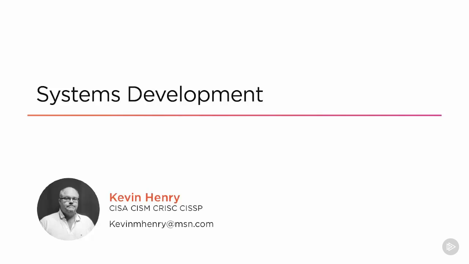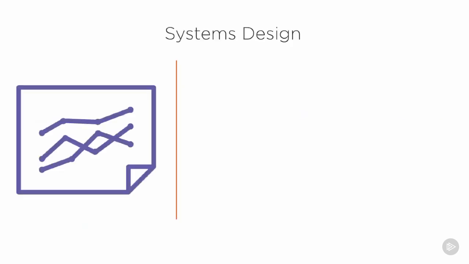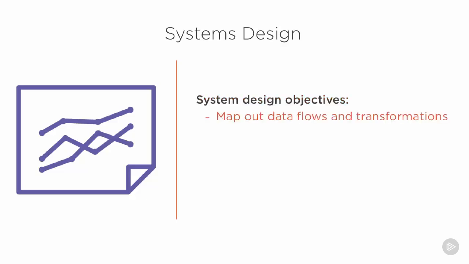An important role of an information systems auditor is to be able to review and provide reports on the effectiveness and maturity of the systems development process. This starts certainly with systems design. The objective of system design is to map out how data flows through the organization.